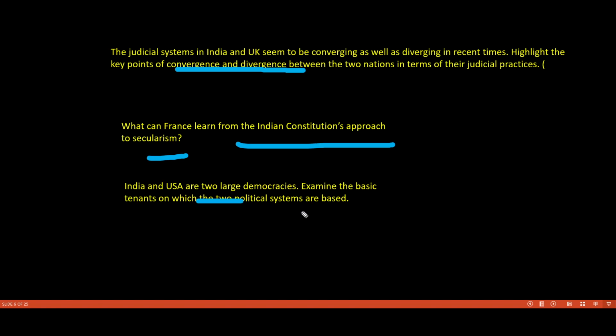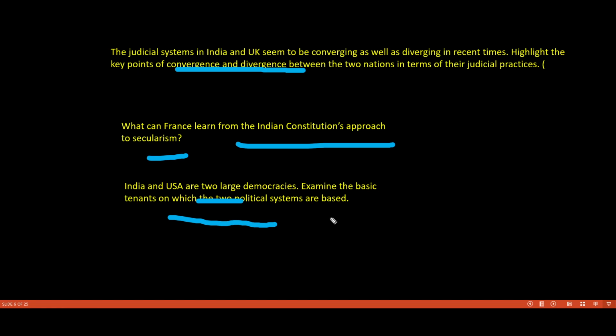Again, India and USA are two large democracies. Examine the basic tenets on which the two political systems are based. So these are the questions from the comparison of constitution topic that is given in the syllabus. You will see where the parliament has been explained in Lakshmikant, the table has been given and the features of the two democracies are given very nicely. So you can definitely analyze and make a very good answer based on this.